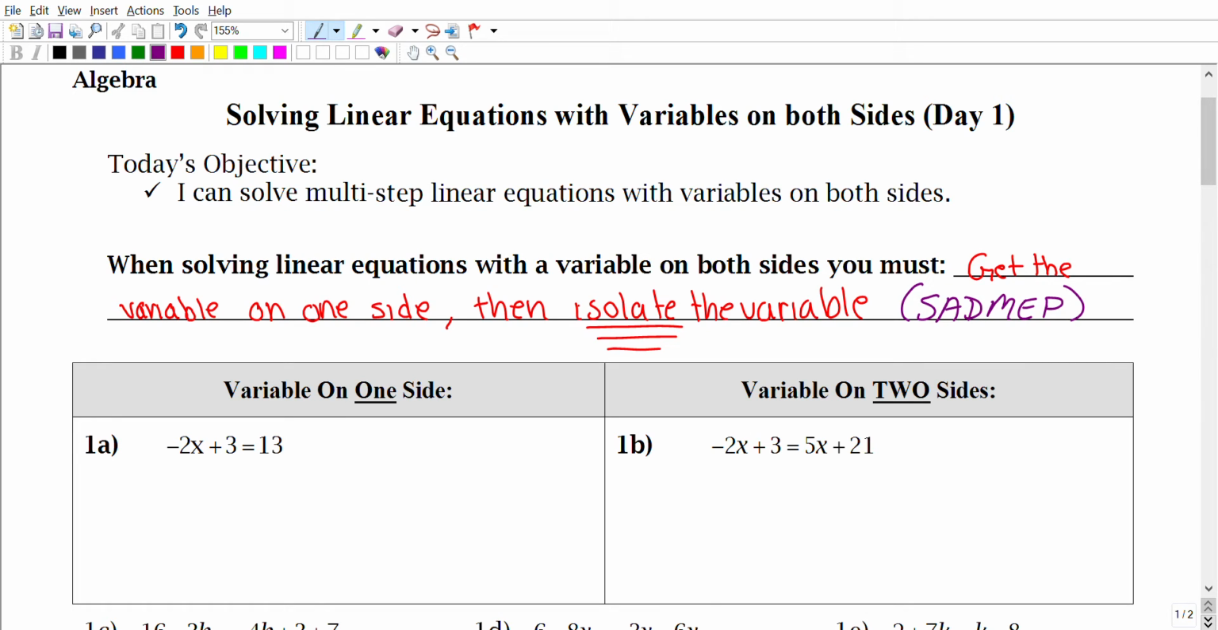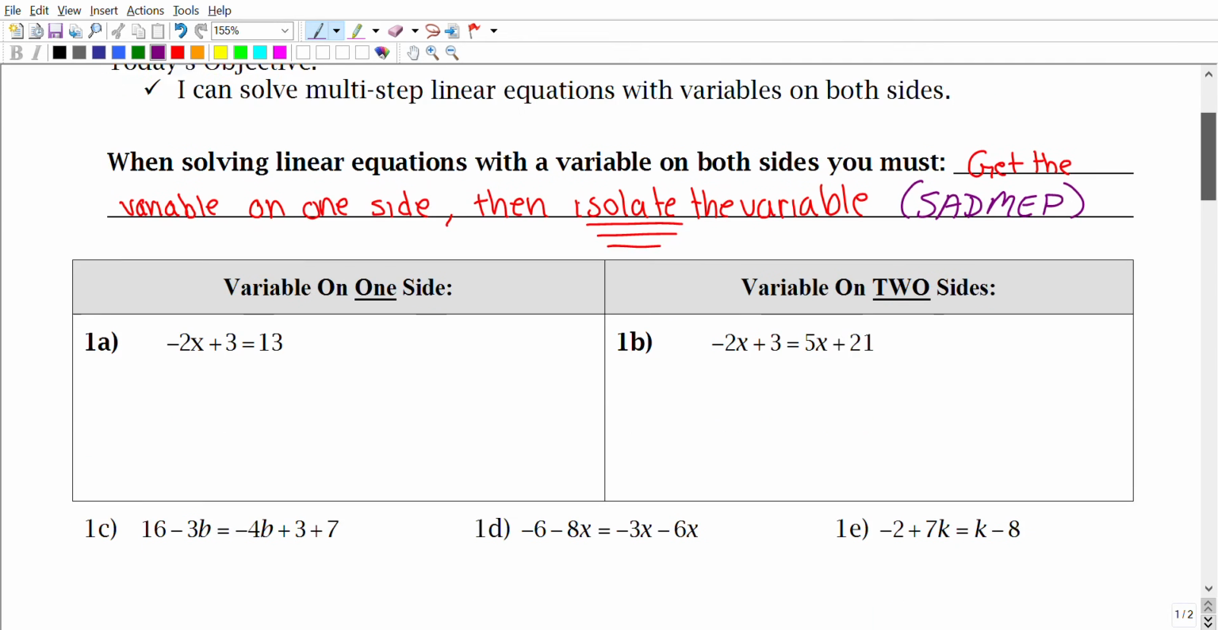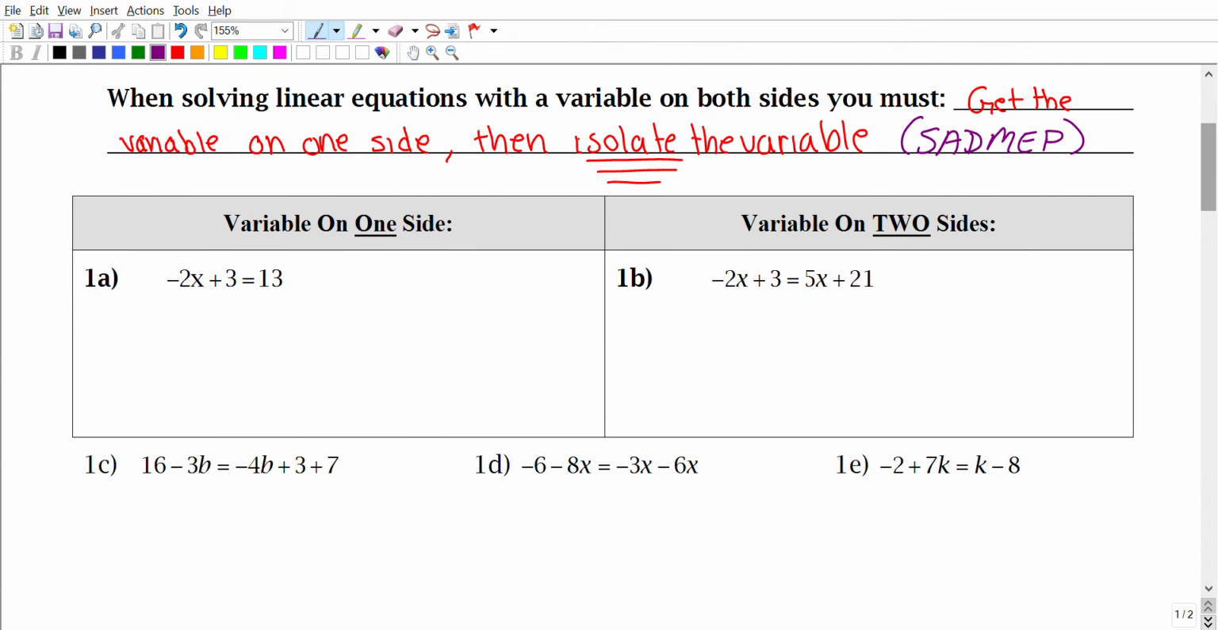All right, so now that we know how to solve these, let's practice with a few so we can get a better understanding of how to solve the rest of them. For 1a, we have the variable on one side, just that negative 2x on the left side. So we don't have to worry about getting the variables on one side because it's already there. The only thing we have to get rid of now is that 2 in front of the x and also that 3. But which one comes first?